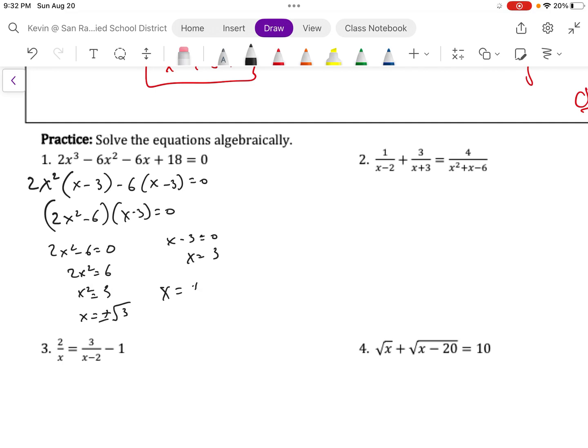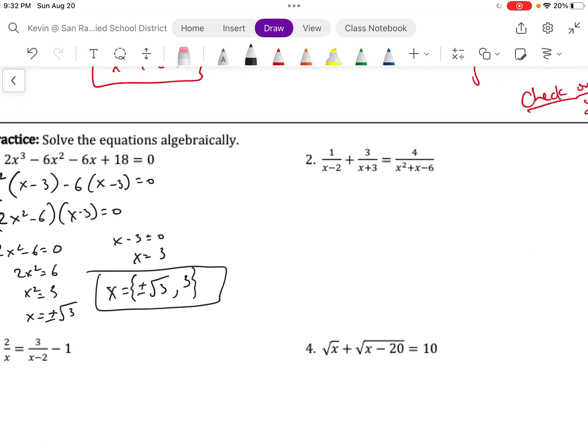Okay, so x equals positive negative square root of 3, and 3. Solution set, brackets around it. Come over here.